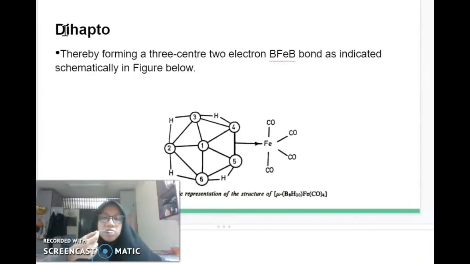Okay, this is about dihapto, which forms a 3-center 2-electron B-Fe-B bond as indicated schematically in the figure below. As you can see, this is the metal and it binds to the boron and boron. So this is the ligand, which is mu B6H10.